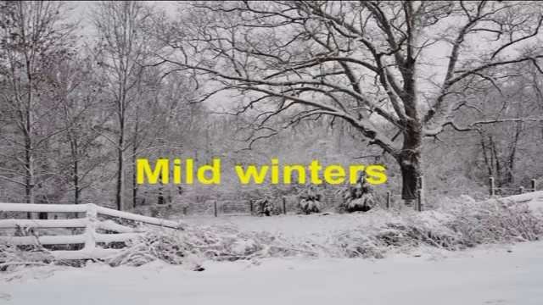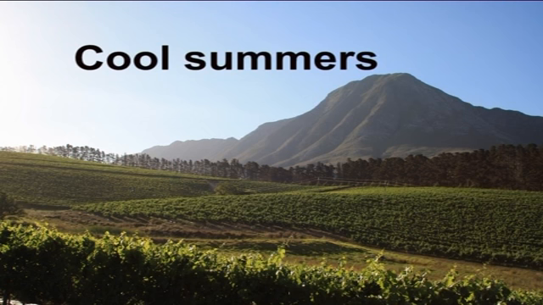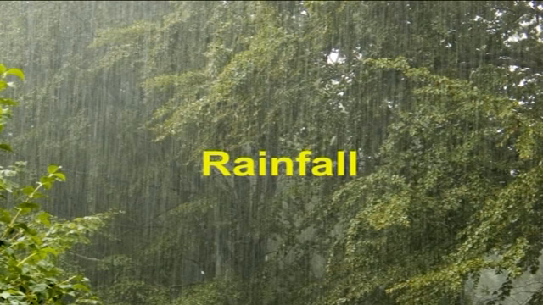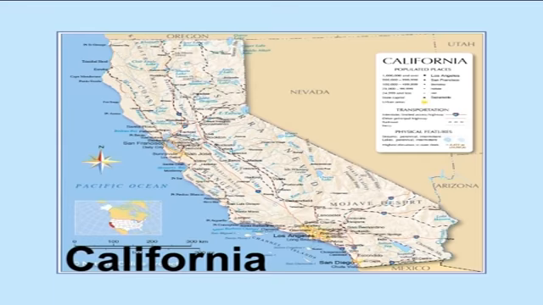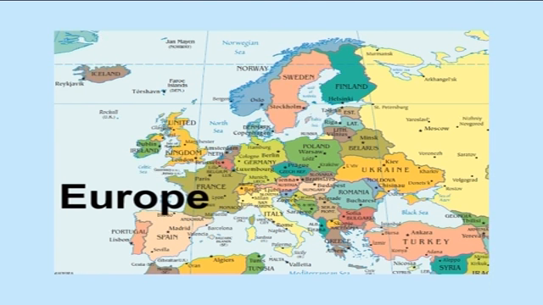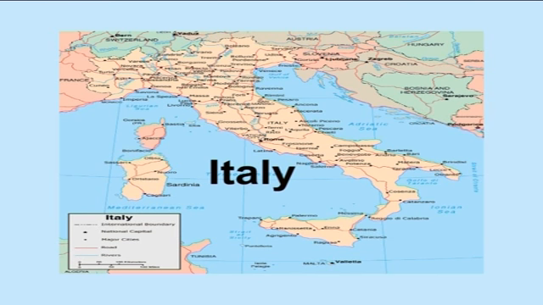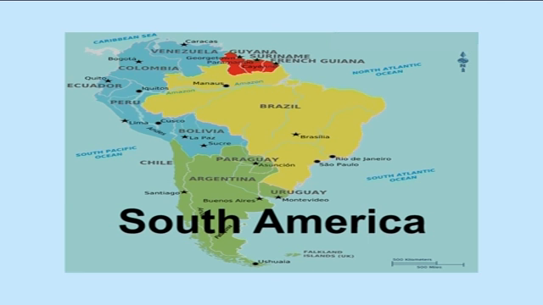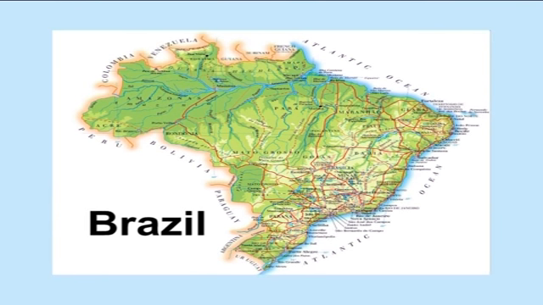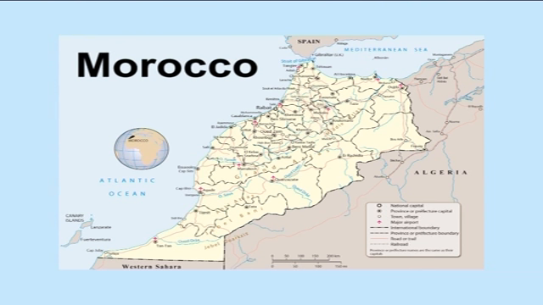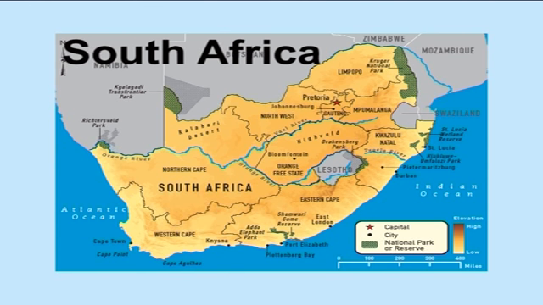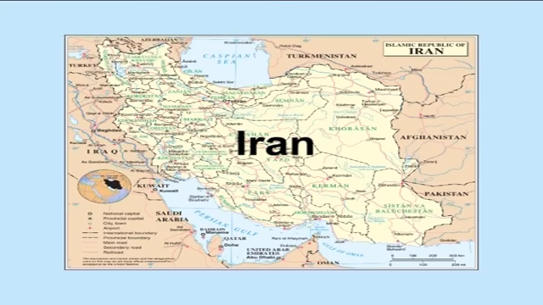Wine is today principally produced in countries or regions with mild winters, cool summers, and an even distribution of rainfall throughout the year. In North America, the United States is the leading producer, most of the wine coming from the states of California and some from New York. In Europe, the principal producers are Italy, Spain, and France. In South America, Argentina, Chile, and Brazil are the major producers, and in Africa, they are Algeria, Morocco, and South Africa. Other producers are Turkey, Syria, Iran, and Australia.